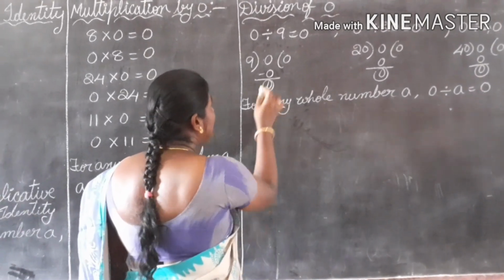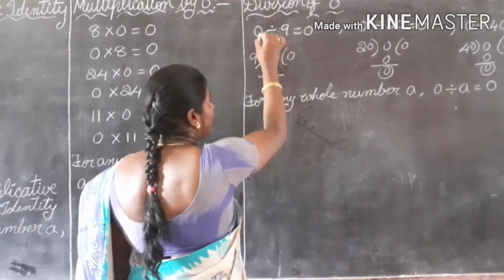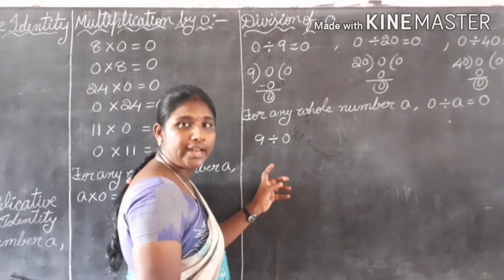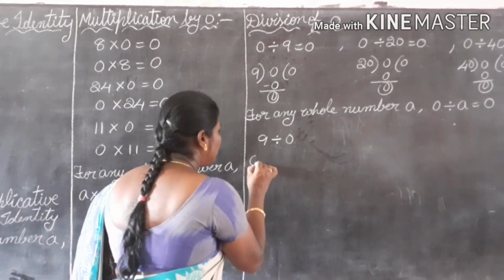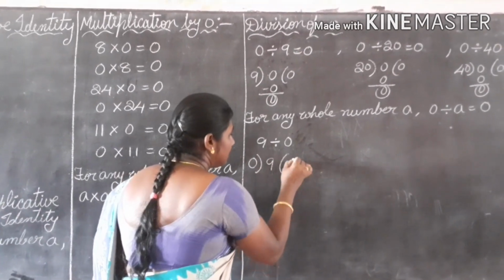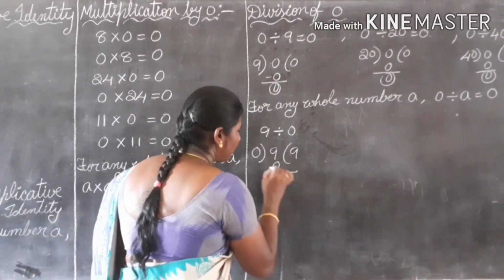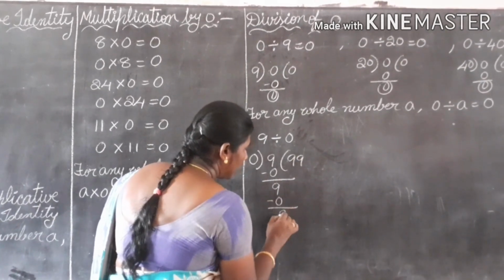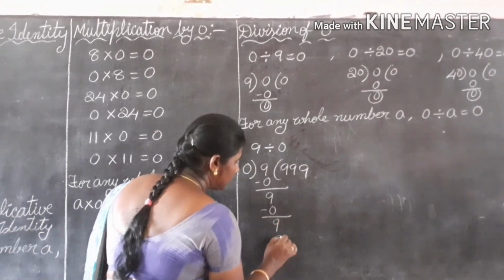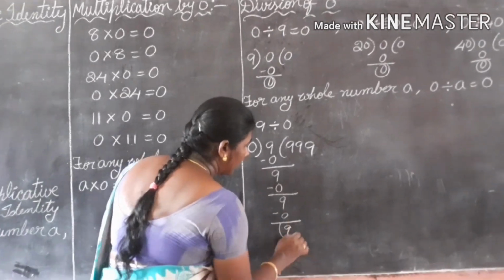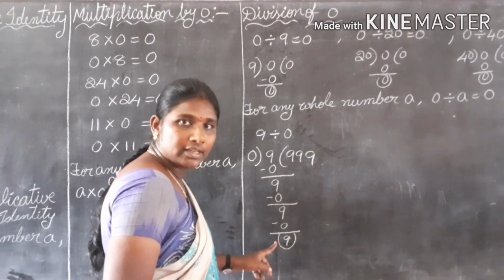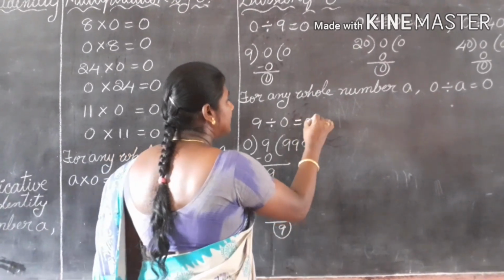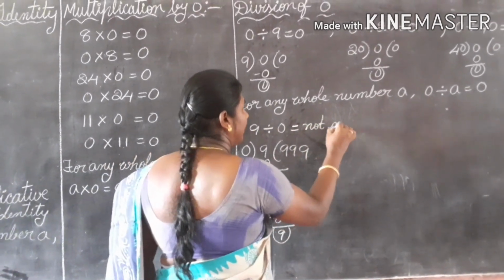Next, suppose we divide with 0. What will happen? 9 divided by 0. Shall we do division now? 0 nines, 0. Again 9. 0 nines, 0. Again 9. Continuously we are getting 9. We are not getting a quotient. That's why it is not defined.